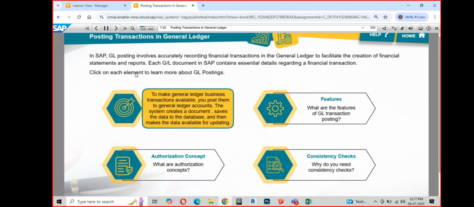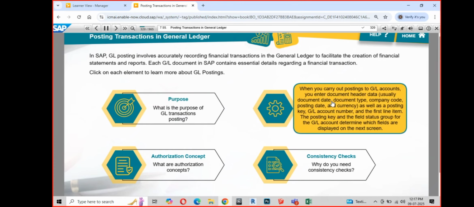Just keep taking notes on this so that you will be in a position to understand what exactly we mean by posting a general ledger transaction. All right. So you also got introduced to a new term called document. Yes, sir.